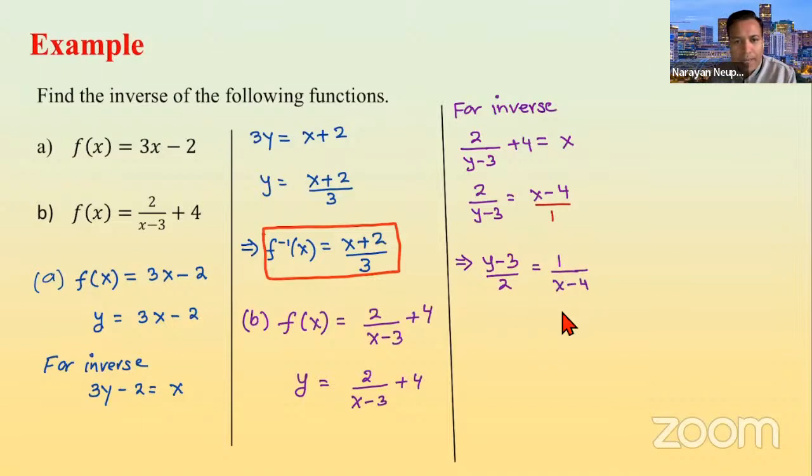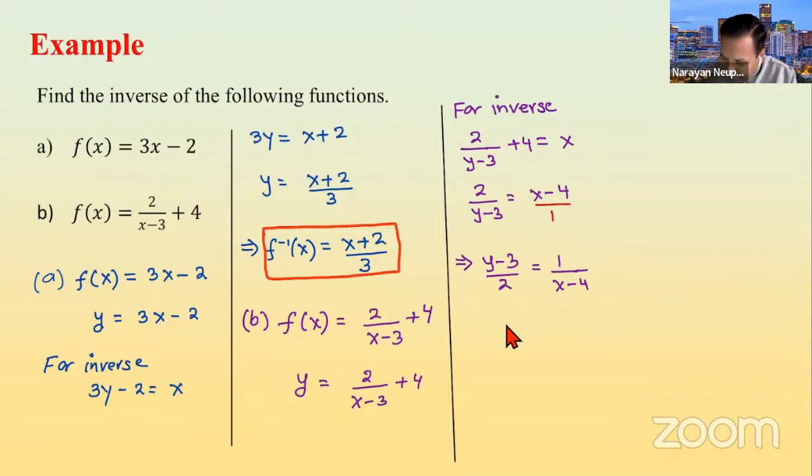Okay, that will be 1 over x minus 4. And remember, our goal is to find the value of y. So now, in order to find the value of y, here is a 2. 2 is dividing, so we move this 2 to the other side, so it will multiply this fraction by 2.